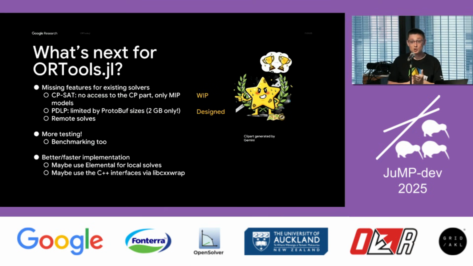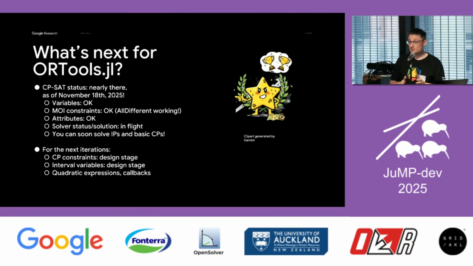Overall, we also need a lot more testing of the code because, well, it's mostly in a prototype shape right now, so you can use it, but we do not guarantee that there won't be bugs everywhere. There's a lot of benchmarking to perform because we're currently using the protocol buffers interface, but we don't know if that's the best choice. Maybe we can have great wins if we re-implement the interface using either Elemental or direct C++ code. But for remote solve, we still have to use this protocol buffers interface, so it's going to stay there.